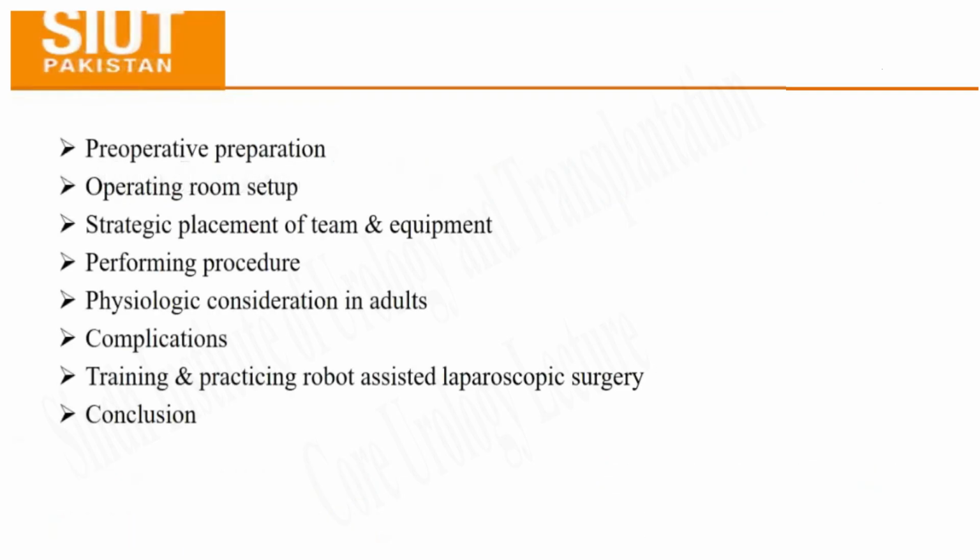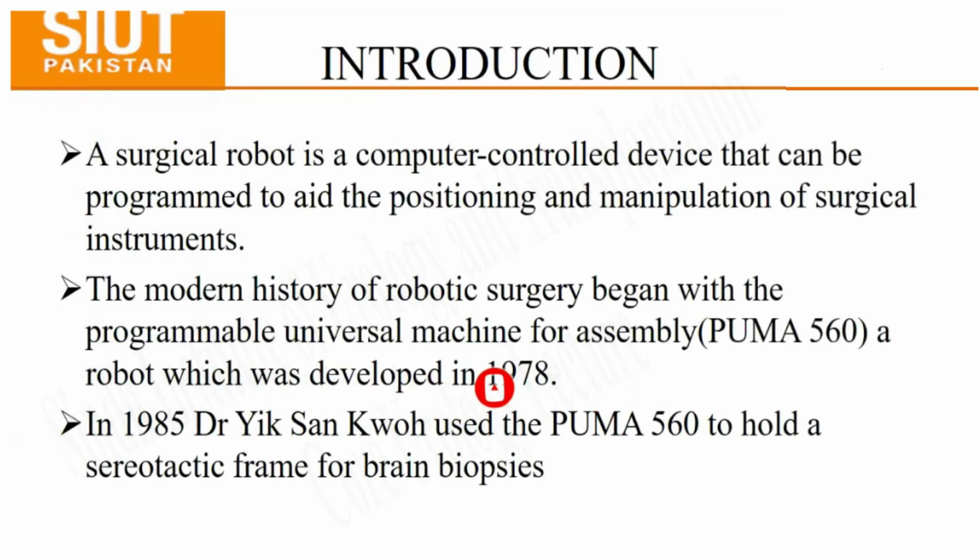Topic of my presentation is fundamentals of robotic urologic surgery. First of all, these are the parameters we are going to see: pre-operative preparation, operating room setup, strategic placement of team and equipment, performing procedure, and physiologic consideration in adults, complication, training, and practicing robot-assisted laparoscopic surgery, and conclusion.